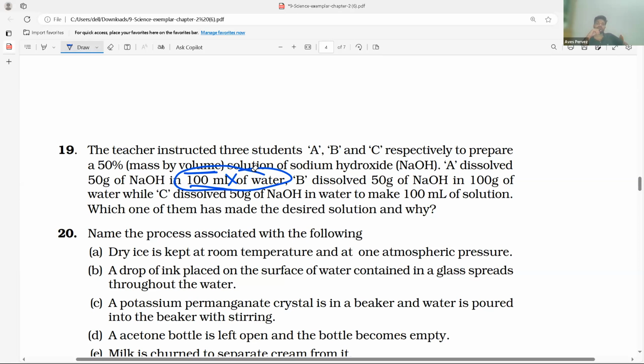Okay. B, why B is incorrect? Yes, Anna, why B is incorrect? Because B took 100 gram of water, whereas we have to make a mass by volume solution.